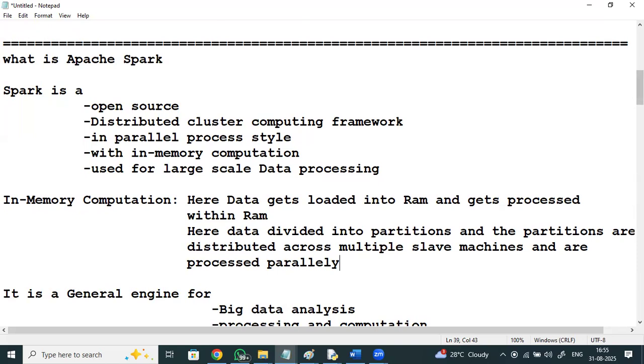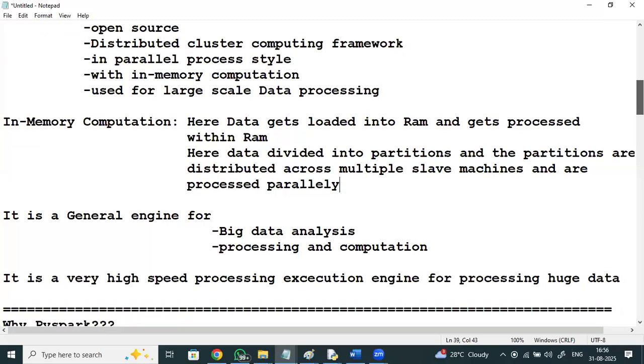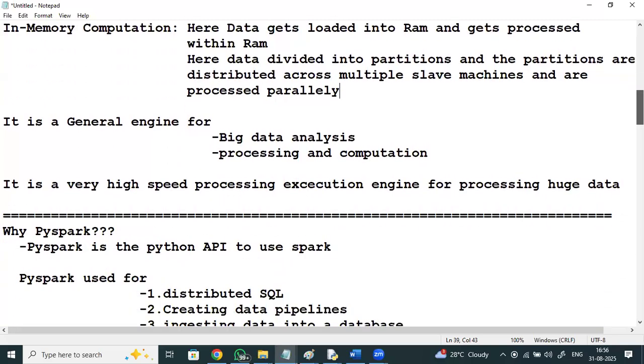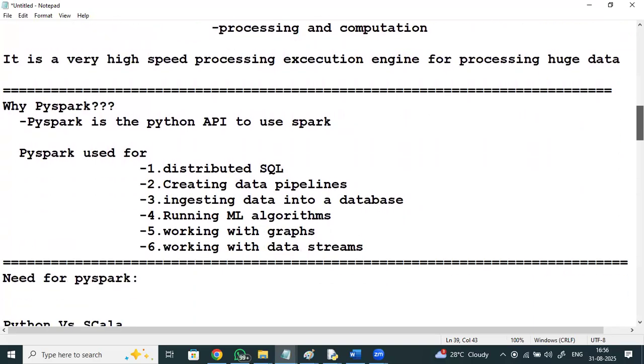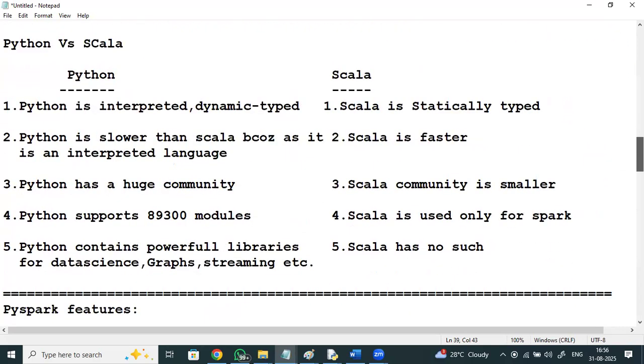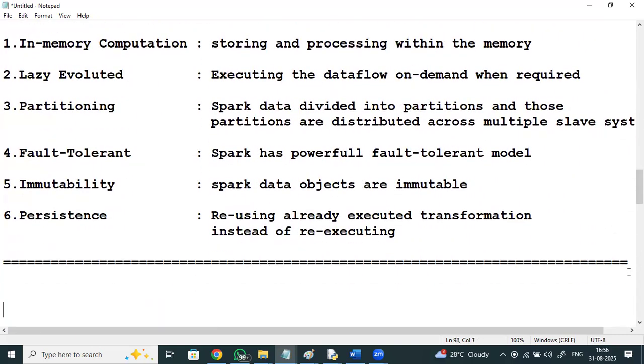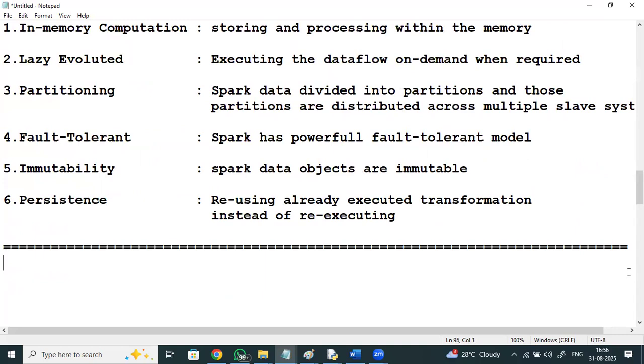Okay. So Spark is a general engine for big data analysis, processing, and computation. It is a very high-speed processing engine for processing huge data, right? There is a Python API to use Spark. Spark can be coded with Scala, Python, Java, and R.